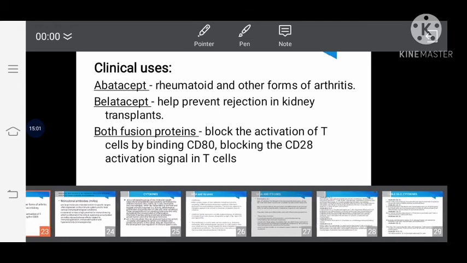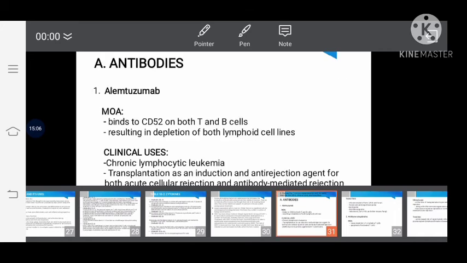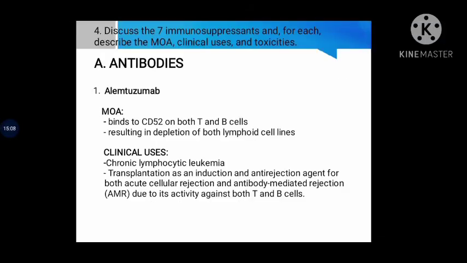So the next one is to discuss the 7 immunosuppressants and for each describe the mechanism of action, clinical uses, and toxicities. So the first immunosuppressants is antibodies. The drugs that belong to these immunosuppressants will be discussed. So first one is alemtuzumab.